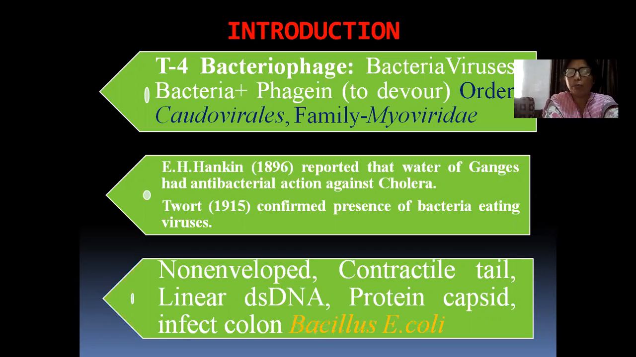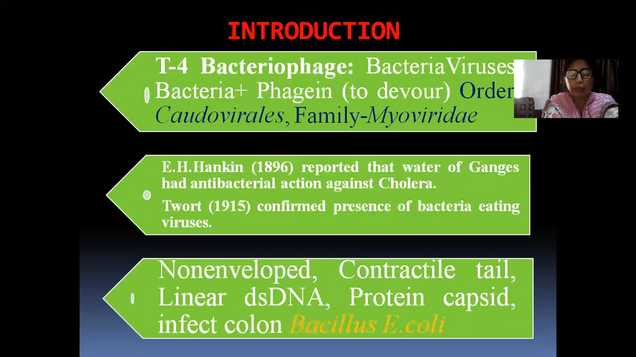It is made up of bacteria plus phagin. Phagin means to eat quickly. It belongs to order Caudovirales and family Myoviridae. In 1896, E.H. Hankin reported that the water of the Ganges had antibacterial action against cholera. D'Herelle in 1915 confirmed the presence of bacteria-eating viruses, which kill the bacteria and are useful for us.